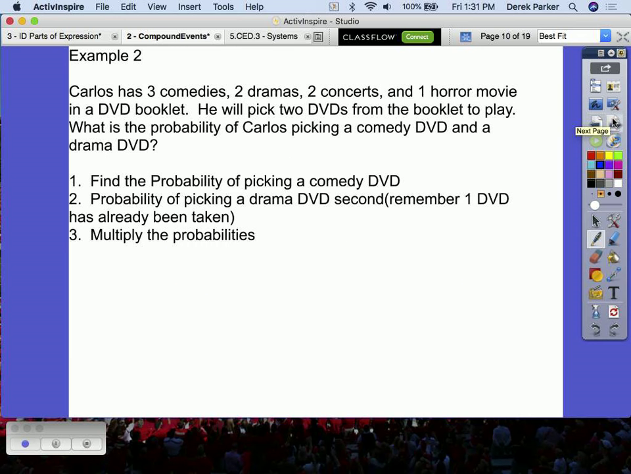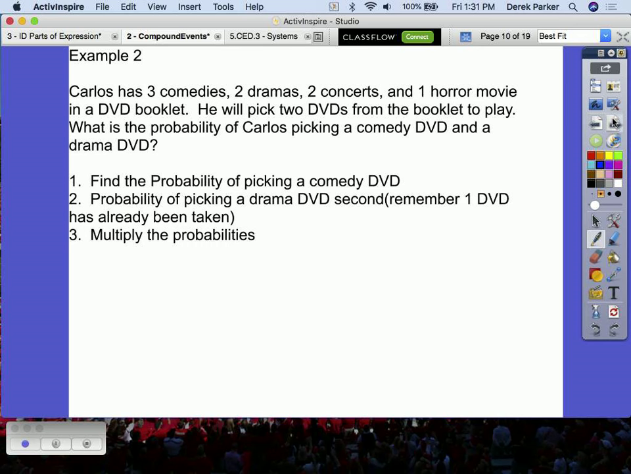Another example. Carlos has 3 comedies, 2 dramas, 2 concerts, and 1 horror movie in a DVD booklet. He will pick 2 DVDs from the booklet to play. What is the probability of Carlos picking a comedy DVD and a drama DVD?